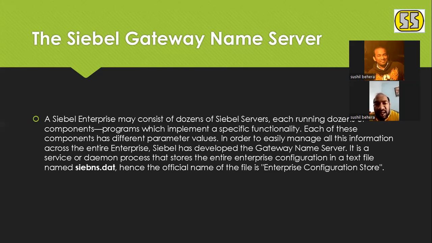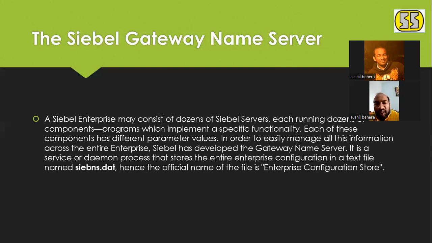Siebel has developed the gateway name server. It is a service or daemon process that stores the entire enterprise configuration in a text file named cbeans.dat. So what does the cbeans.dat file store? It stores the entire configuration details.